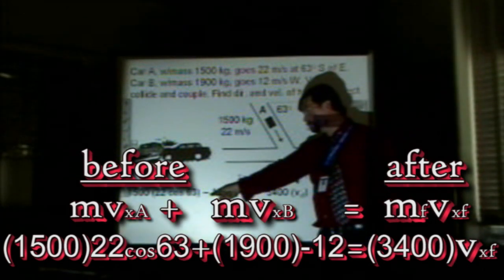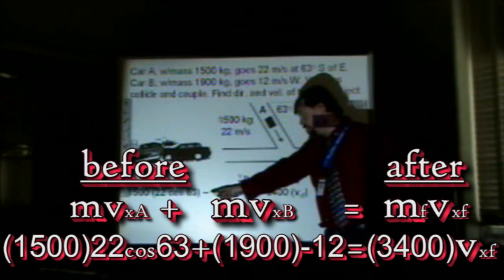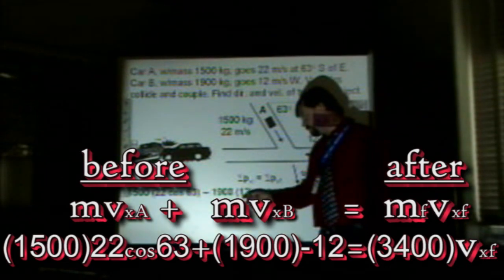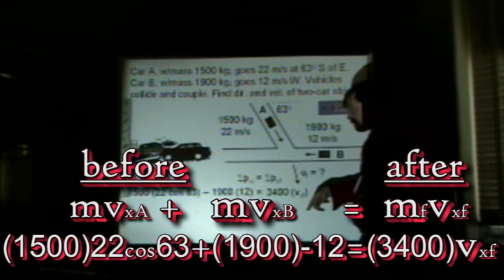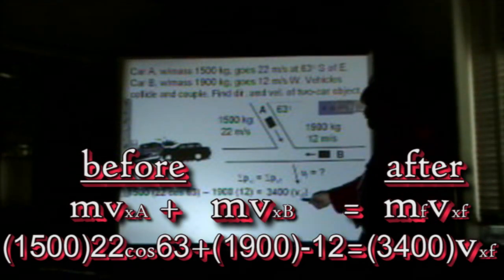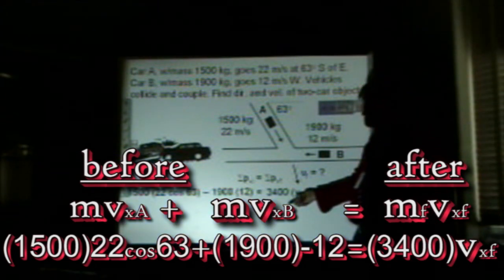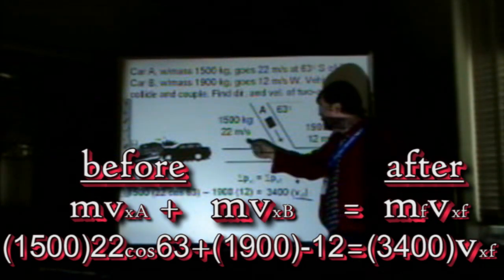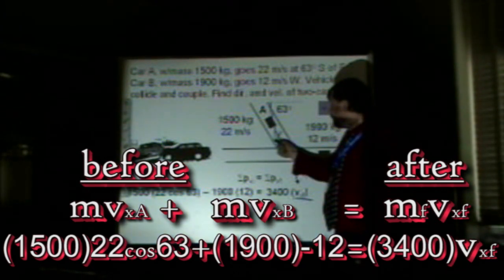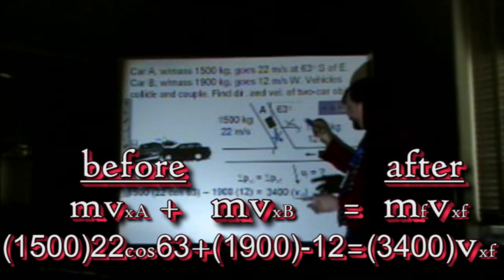Negative, right? It's going to the left. So we have minus 1,900 times 12. And then we break this to find just the x component. Mass is scalar, so we use the whole mass. We don't use a component of mass. So we have x and y. So our x is the cosine.